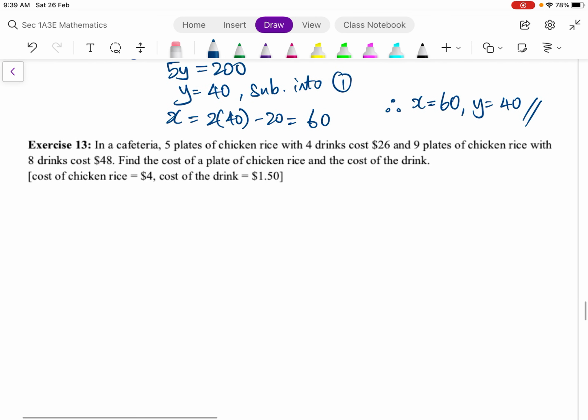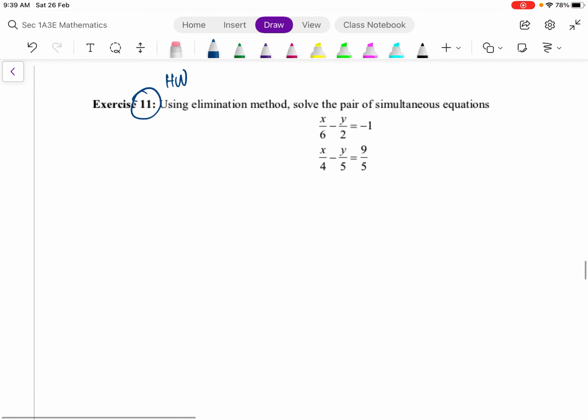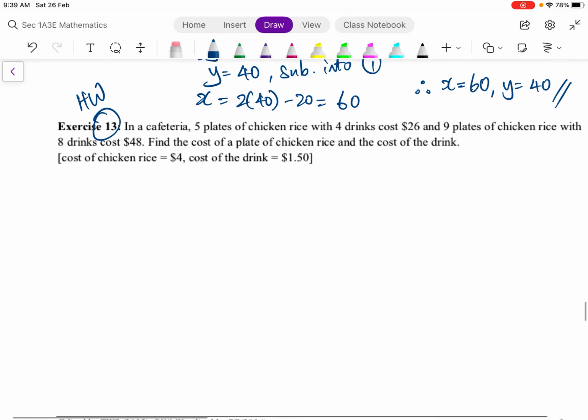Okay, so this is your next homework question. So for Monday's blended learning, we will have 2 homework questions, which is exercise 11 and exercise 13.